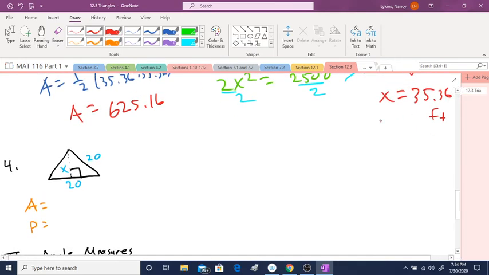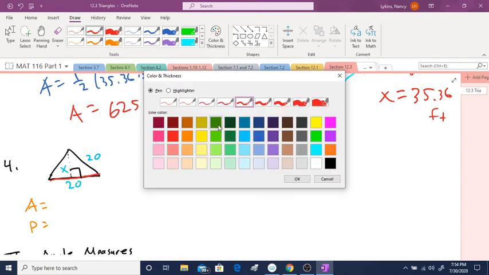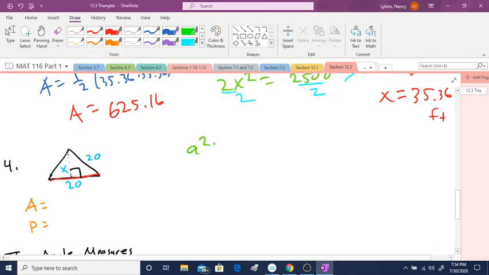Okay, lastly, I give you a triangle that's got the whole base as 20. And it's got this diagonal as 20 as well. And what I'm asking you for, what is the area? Well, you need to find x first. To find x, we need to use that Pythagorean theorem again.